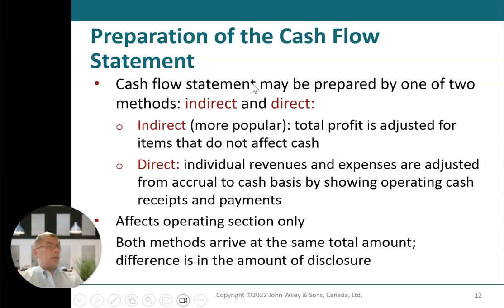What are the cash flows? It can be indirect or direct. The indirect one is more popular. Total profit is adjusted for the items that do not affect cash. This is the most popular one. Total profit adjusted for the items that do not affect cash.